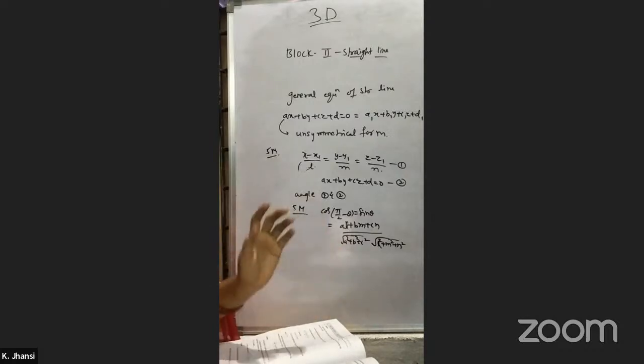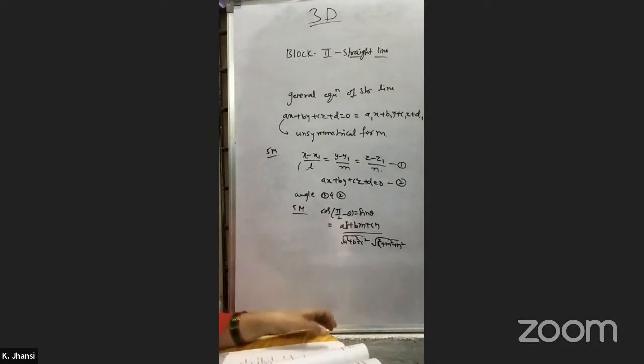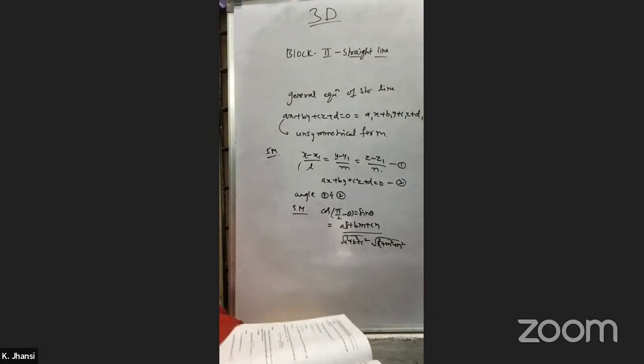Next, we have the point of intersection of the line with the plane. So one line equation will be there and also one plane equation will be there. From these two, what is the point of intersection of the line and plane? So on that also we'll get one question. You have the example on page number 108. Okay.